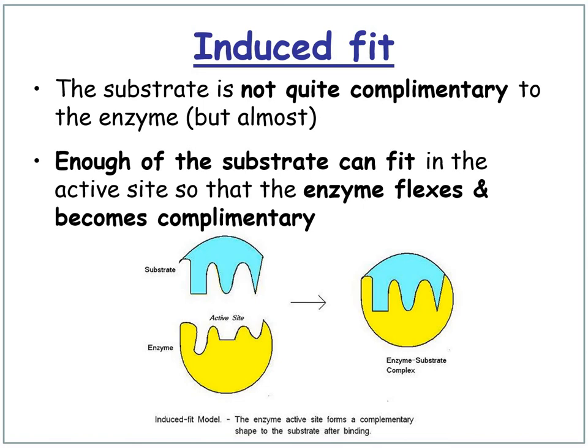It's a bit like when you put a rubber glove on. The rubber glove before you put it on isn't exactly the same shape as your hand. But then when you stretch it over your hand, it then fits perfectly like a glove. So it's a bit the same with the induced fit hypothesis. The substrate fits into the active site, it's almost complementary, but then the enzyme flexes so that it becomes complementary.